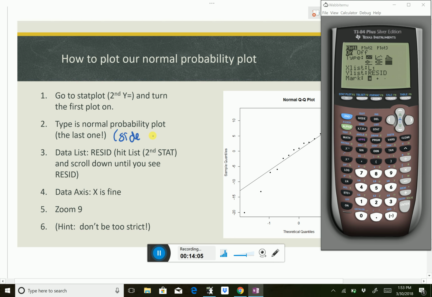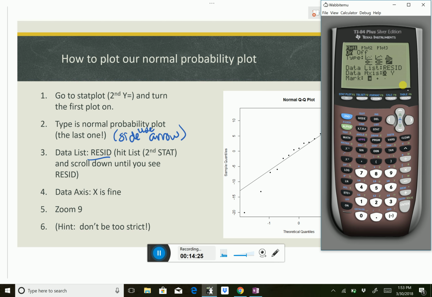Use the side arrow, because remember, you can't go down to it. You have to use the side arrow. Hit enter to call it. Now my data list is going to be the residuals. So again, I'm going to hit second stat and bring up number 7, residuals.